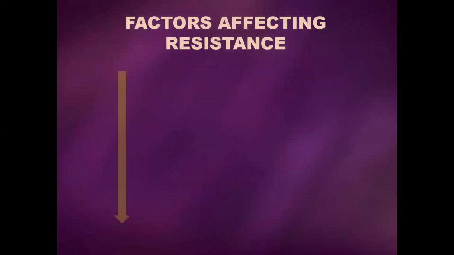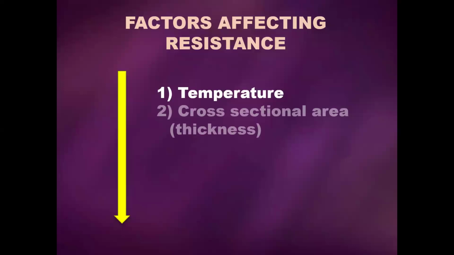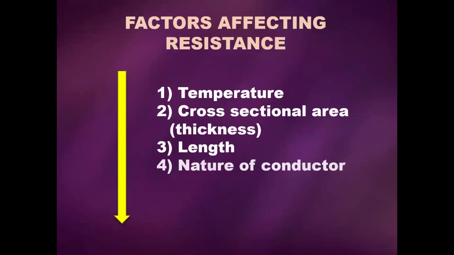What are the factors which control the resistance? The factors which control the resistance are temperature, cross-sectional area, length, and nature of conductor. These are the important features which control the resistance. You have to copy this.